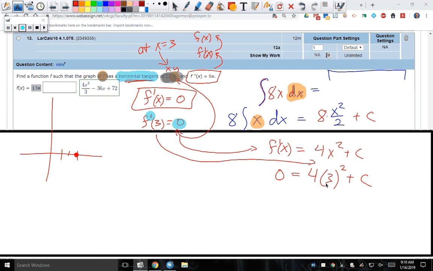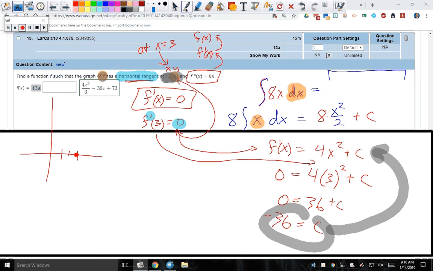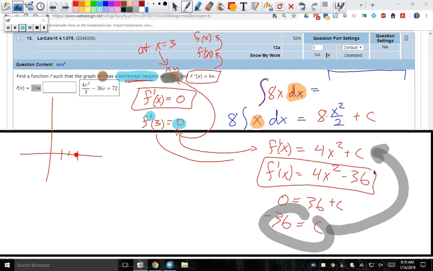So you get 36 is, so c is what? Negative 36. So you plug this in to your general solution to make it more exact, to make it particular, okay? So that general solution is going to become what we know as f prime of x is equal to 4x squared minus 36. We're almost there. This isn't our answer, but we are almost there. We just have to take the antiderivative one more time.